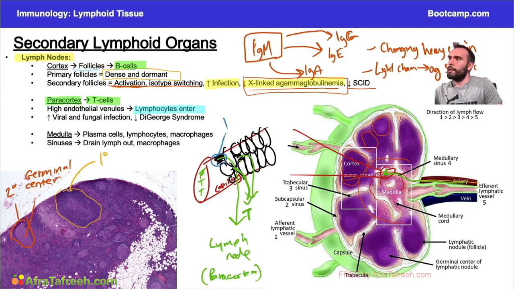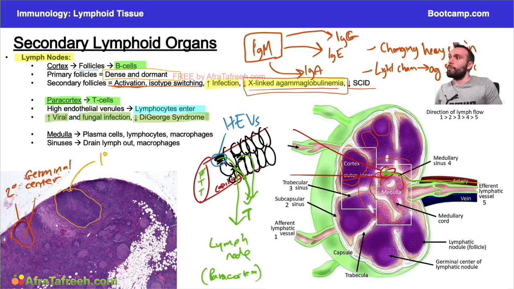I'll circle it here. HEVs. And remember, those are in the paracortex. Now remember, the T cells, we'll talk about this in great detail, very much associated with viral and fungal infections. So if you had a viral or fungal infection, you would see a pretty significant increase in the density of the paracortex in general. You might see some paracortical hypertrophy.